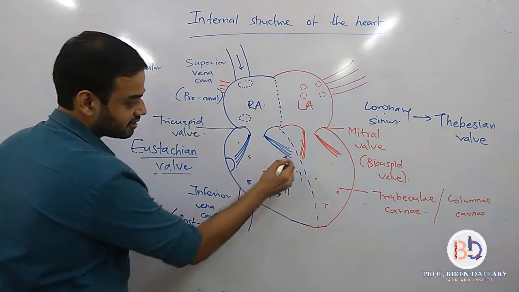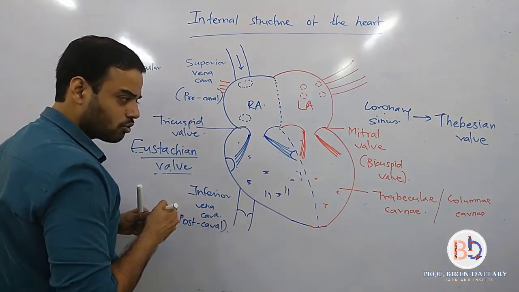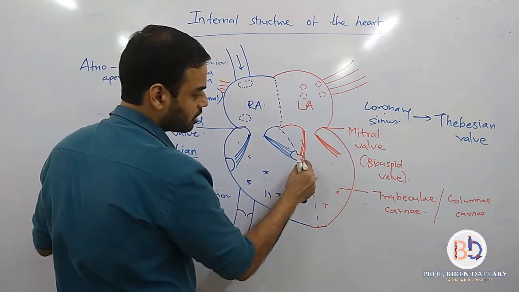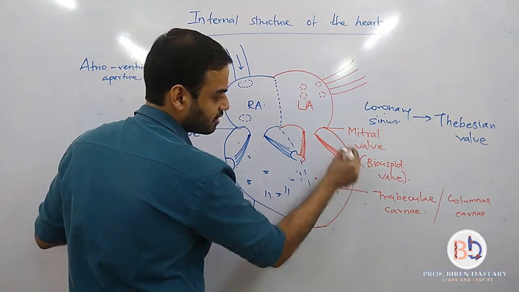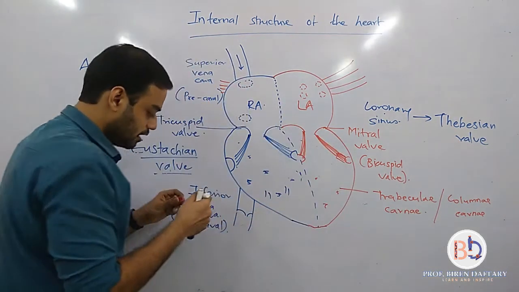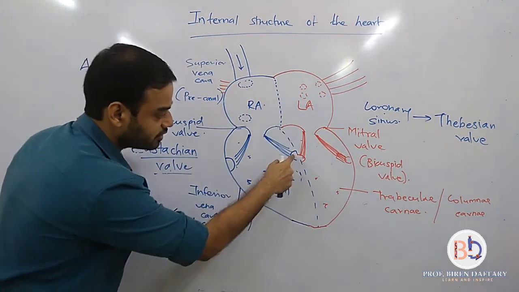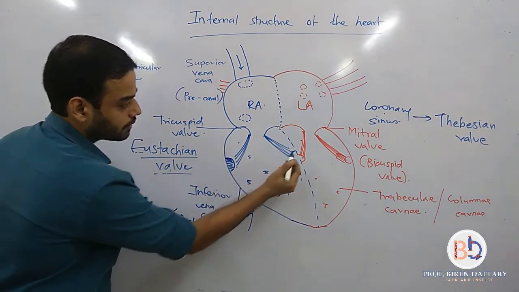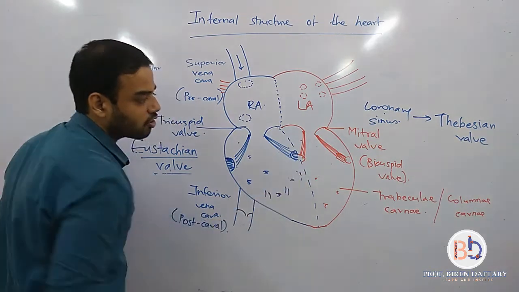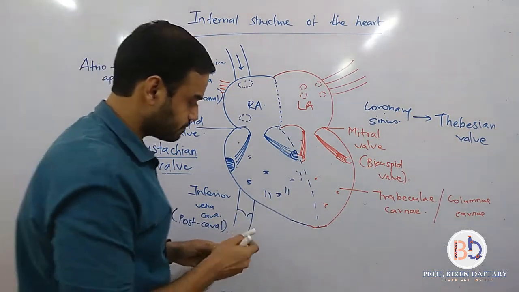So just see this diagram. You have to draw a very simple diagram. Your book has a very complicated 3D diagram. You don't need to draw that. There are no marks for that. The marks are for your labeling. So these structures which you see, these muscles, I will shade the area if you want. These muscles are called papillary muscles.